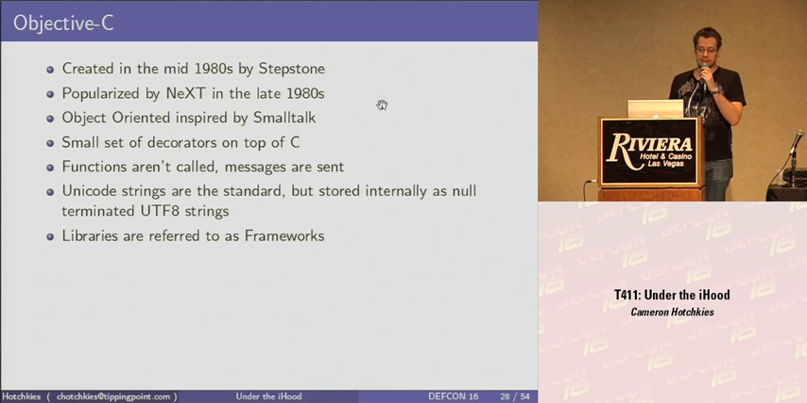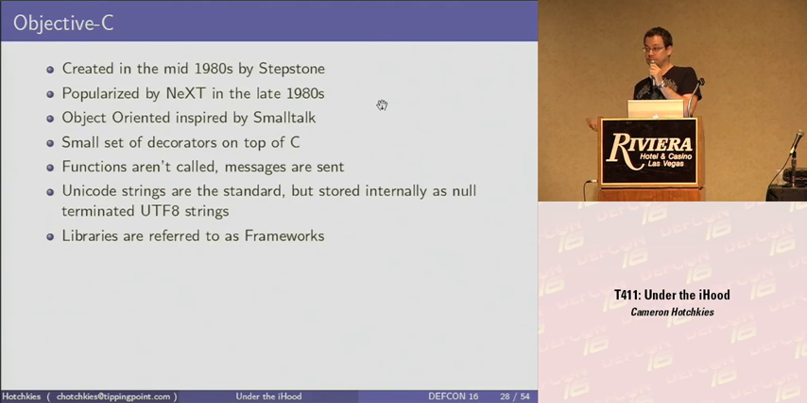Unicode strings are supposed to be standardized, generally as 2-byte Unicode, but they're actually stored internally for the most part as null-terminated UTF-8 strings, which is Unicode, but it looks like standard C. Libraries are referred to as frameworks, so I keep dropping that name. Now you know what I was talking about.